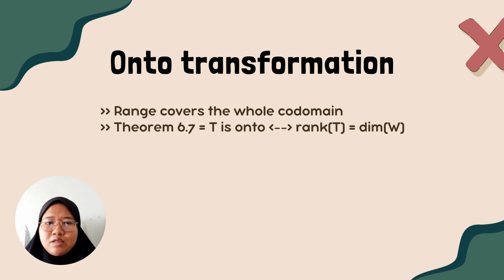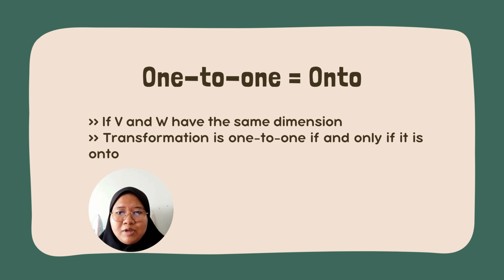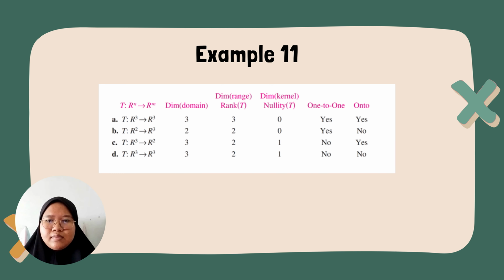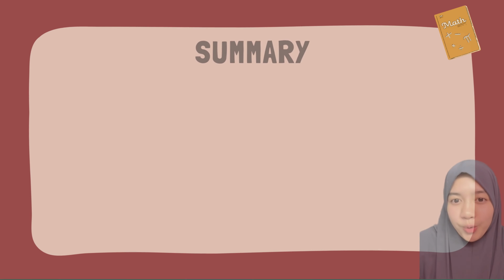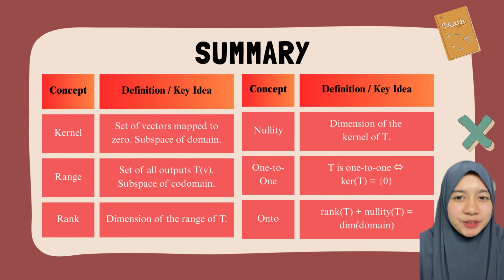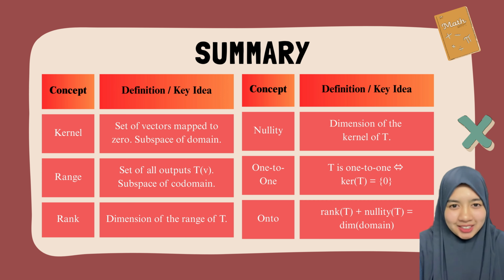A transformation is onto if its range covers the whole codomain. Theorem 6.7 says T is onto if rank T equals the dimension of W. If V and W have the same dimension, then a transformation is one-to-one if and only if it is onto. In Example 11, we apply these theorems to check whether a transformation is one-to-one, onto, or neither, just by checking the kernel and rank. Okay guys, before we end our video, let's break it down step by step.